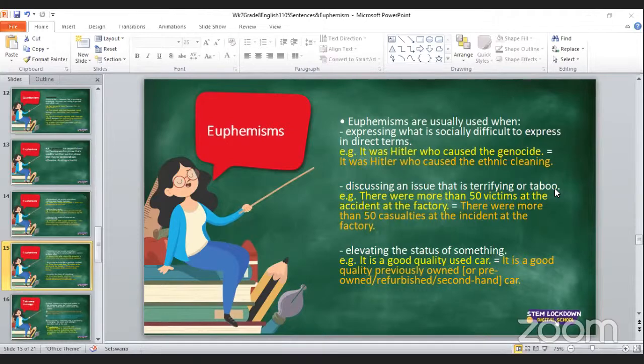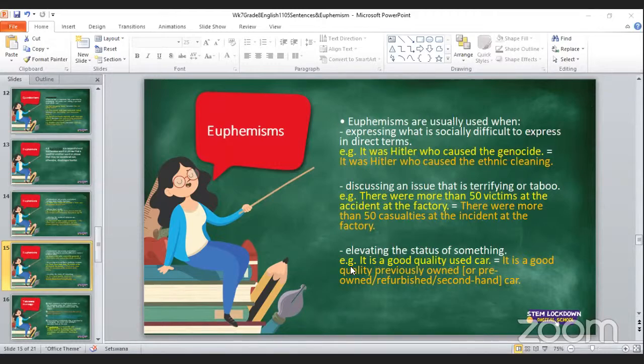So here is one example. I said there were more than 50 victims at the accident at the factory. That's very terrifying. If you read this in a newspaper or hear it as a headline in the news, it is very terrifying. So a better way to communicate this would be to say there were more than 50 casualties at the incident at the factory. That's better to communicate that terrifying thing. I can communicate it to you without terrifying you.